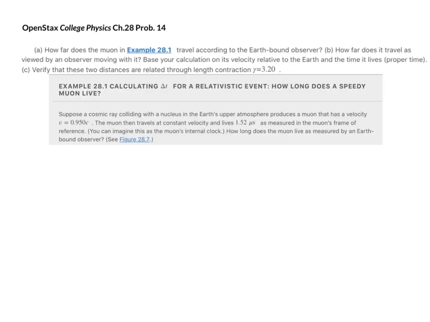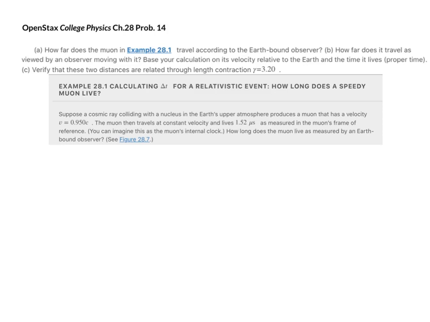Here is example 28.1. So the example says, suppose a cosmic ray collides with a nucleus in the Earth's upper atmosphere and produces a muon that has a velocity v of 0.95 c. The muon then travels at constant velocity and lives 1.52 microseconds as measured in the muon's frame of reference. You can imagine this as the muon's internal clock. How long does the muon live as measured by the earthbound observer? So that's example 28.1 that they're referring to.